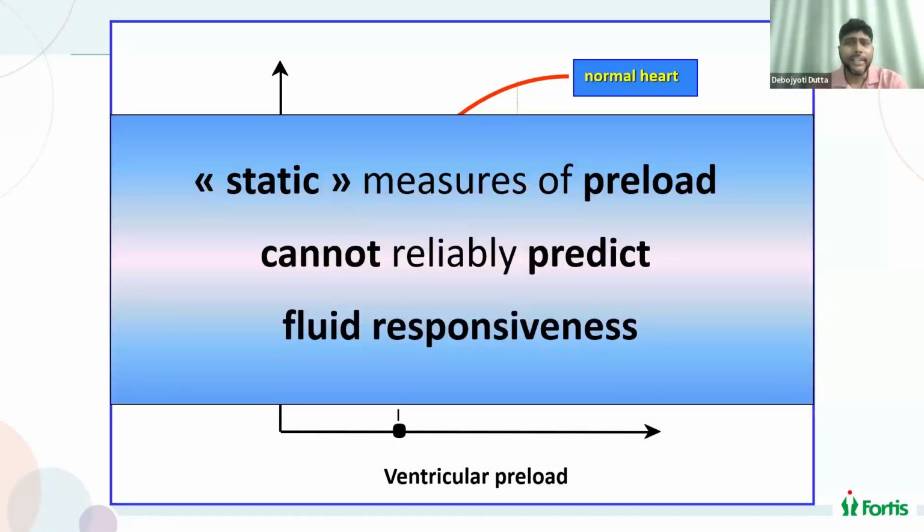The static measures that we earlier used in the intensive care unit, like central venous pressure, pulmonary artery occlusion pressure, and IVC diameter itself, are static parameters. They cannot actually predict my patient's fluid responsiveness. They can help us estimate the volume status of the patient, but sometimes there are lots of interactions, lots of factors that affect the static parameters.